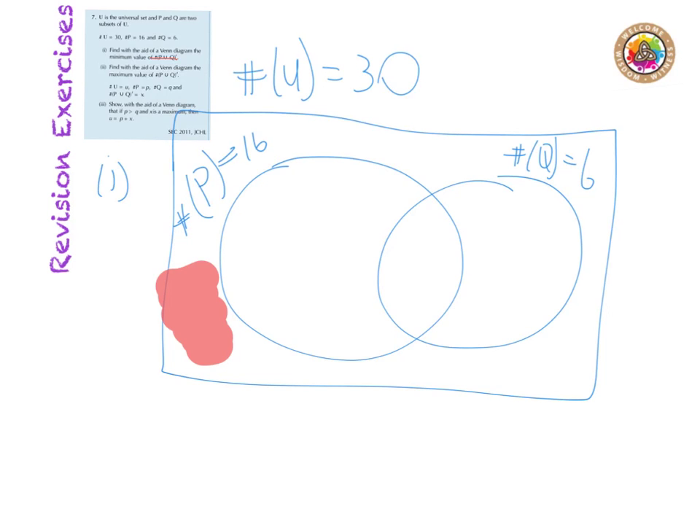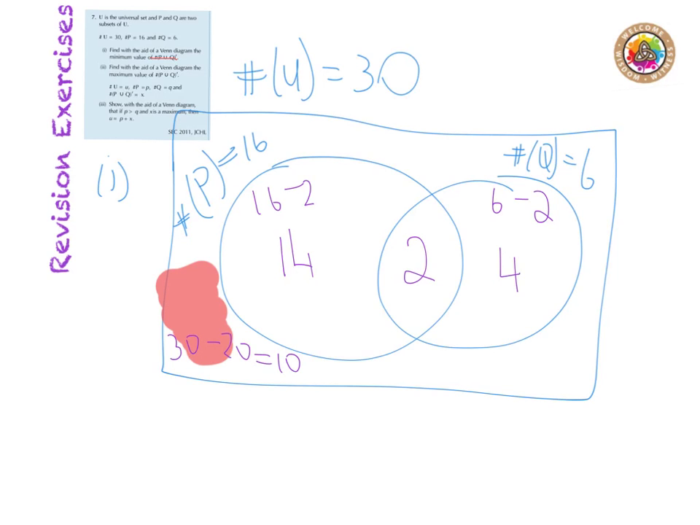But if we think about it in terms of numbers, if I, for example, had 2 here in my intersection, then that would mean I'd have 16 minus 2 here, which is 14, and here I would have 6 minus 2, which would be 4. Now, if we add those together, 14 and 2 is 16, and 4 is 20. And so out here in outer space, I'd have 30 take away 20, which gives me 10.